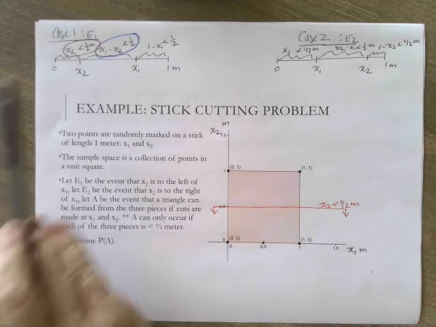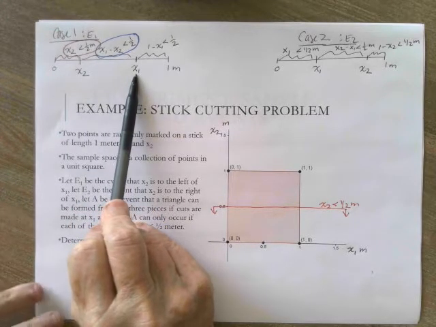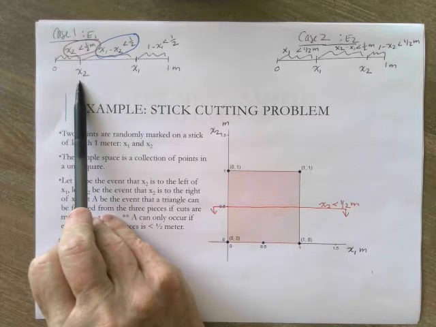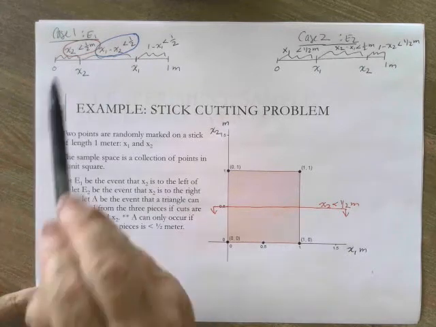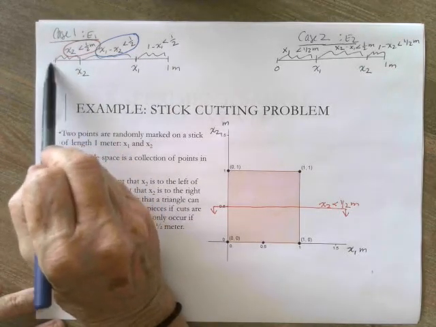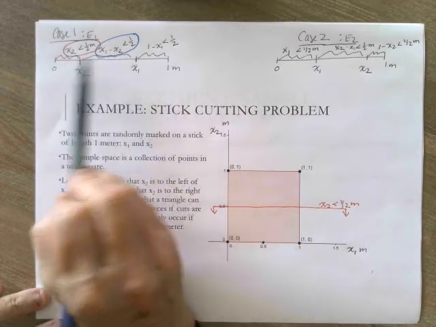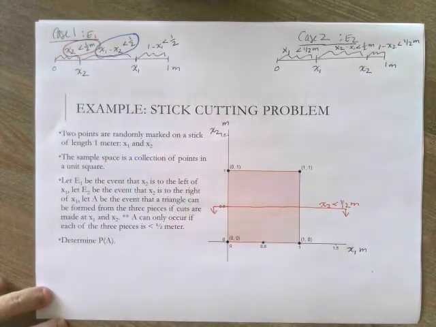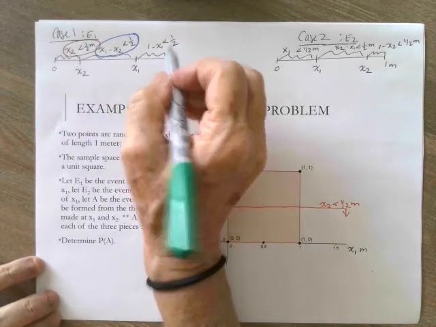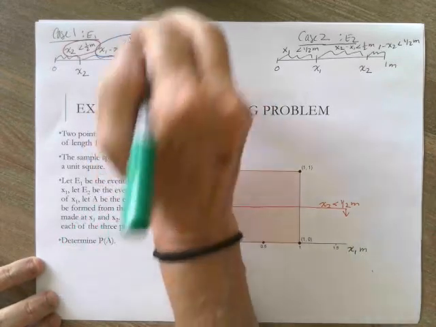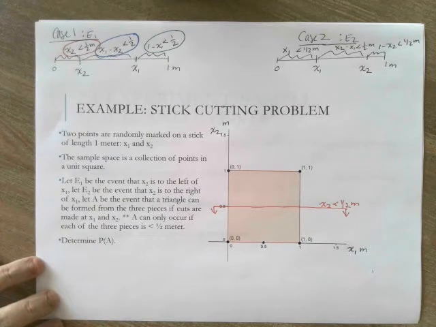Now what is event 1? Event 1 is the case where I make my first cut, let's say x1, but my second cut, x2, is to the left of x1. So the length of my three pieces for event 1 will be: this piece has a length of x2, the middle piece will have a length of x1 minus x2, and the third piece, which I'm color coding in green, will be 1 meter minus x1, and all three of those pieces have to be less than a half.